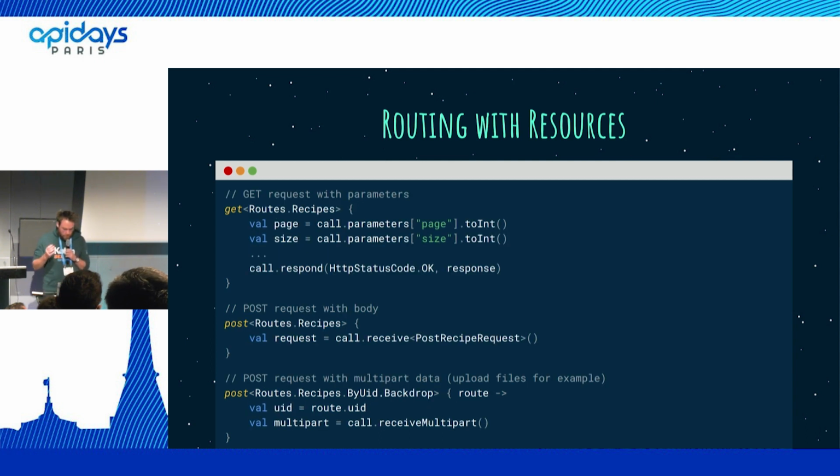So it's pretty straightforward to implement the get request. You can get parameters and then respond depending on the work you want to do and achieve on your backend side. Same for post request. You can get the body, and it works pretty straightforwardly also for uploading files, for example, with multipart data.